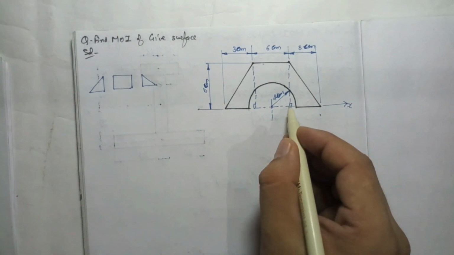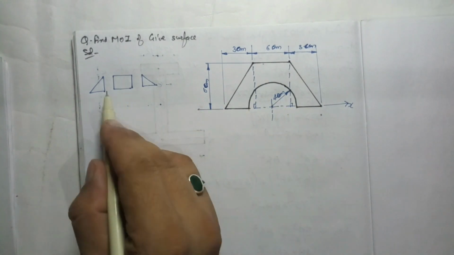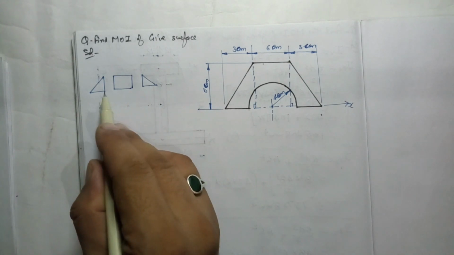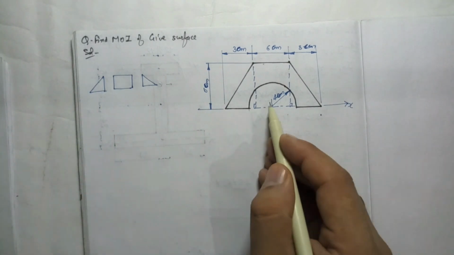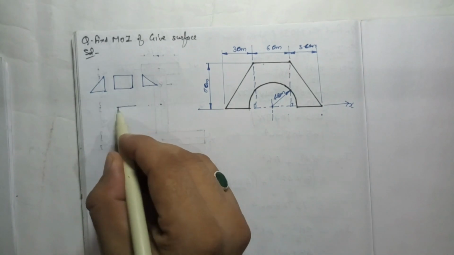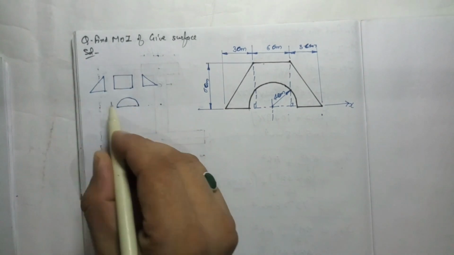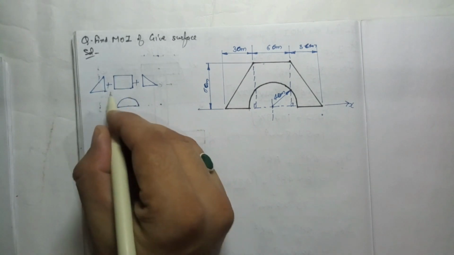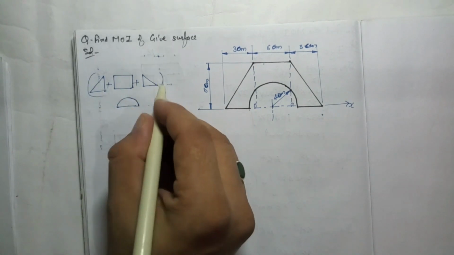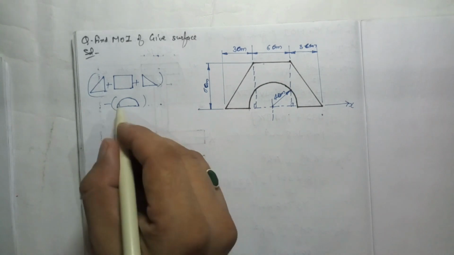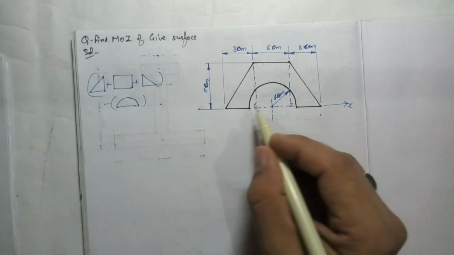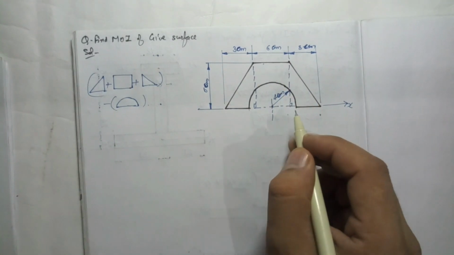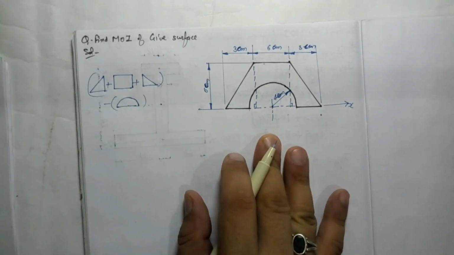But after that there is no surface here, but if I join these, there is a surface in between. So there is another surface, a semicircle, which we have to subtract from these three. That means we find the moment of inertia of these three surfaces, then subtract the moment of inertia of this semicircle, and we get the moment of inertia of the given object. In this way we can break the surfaces.